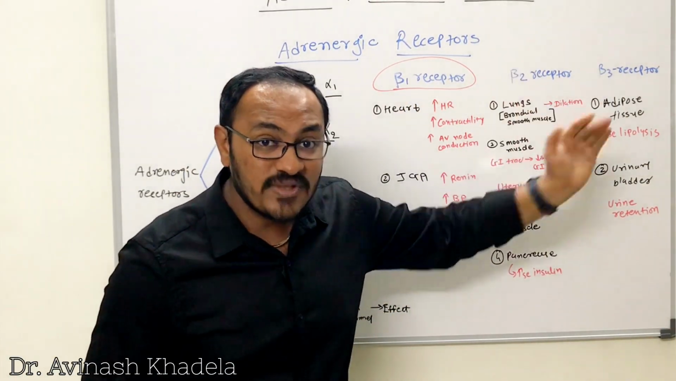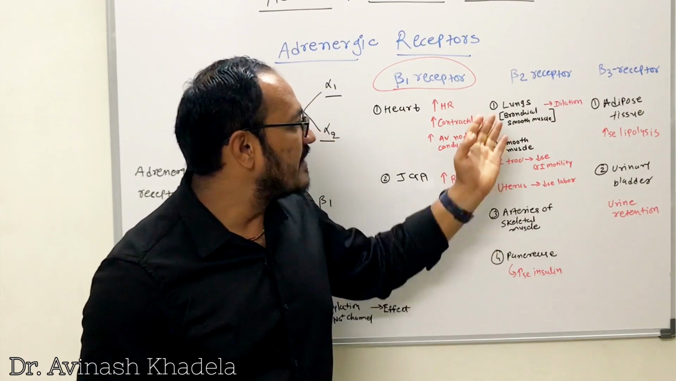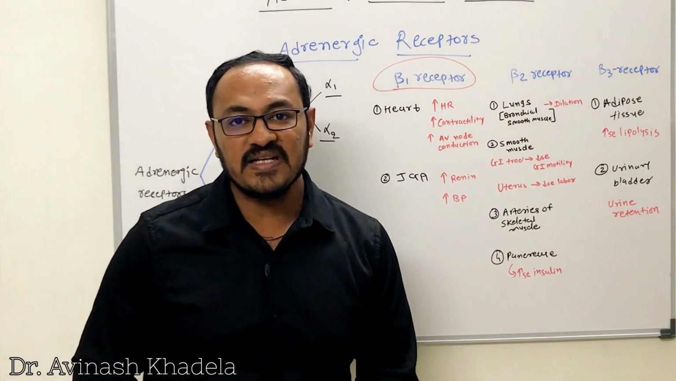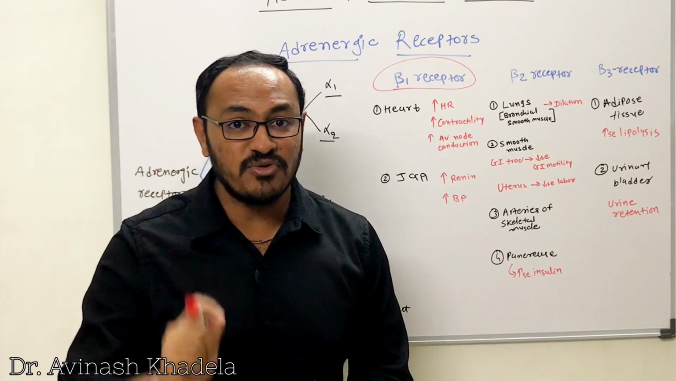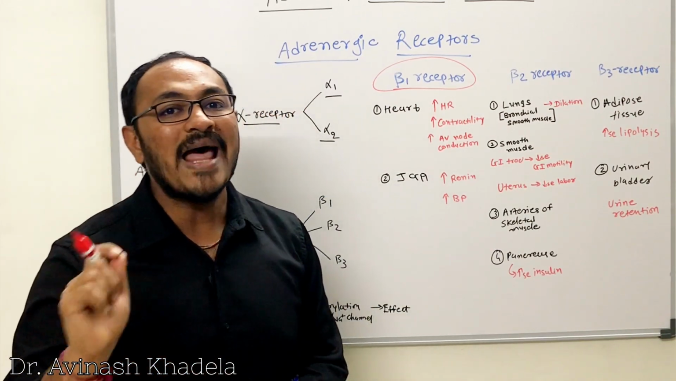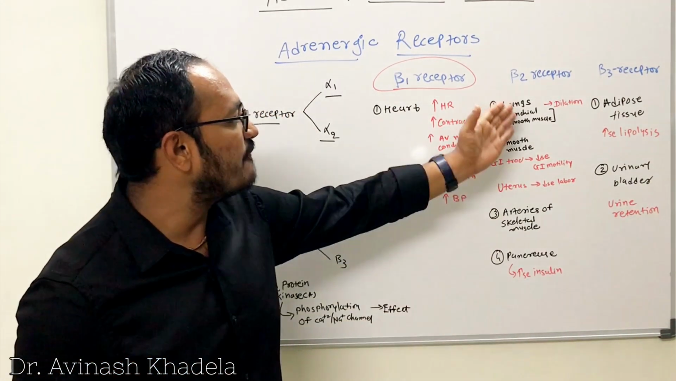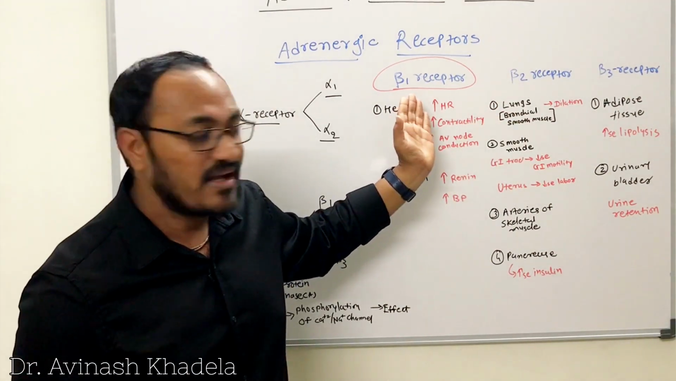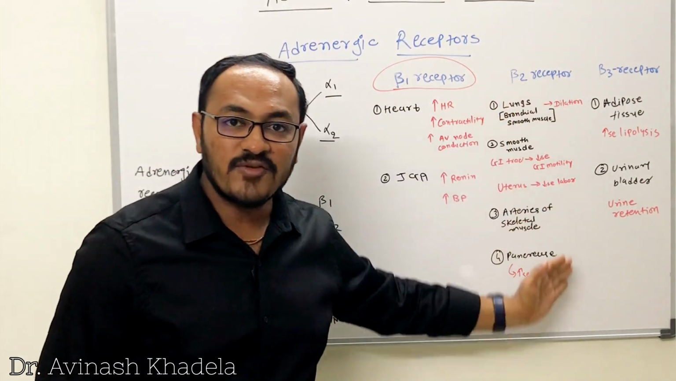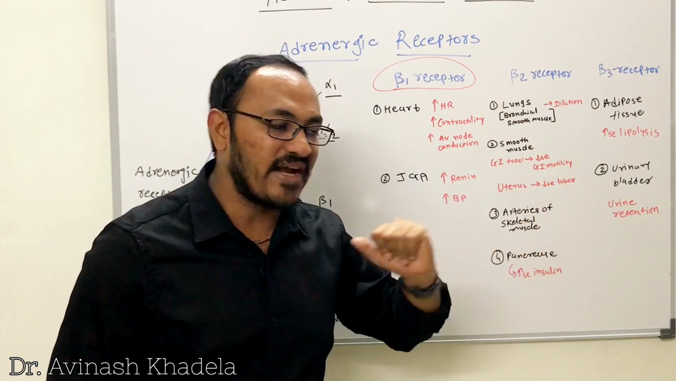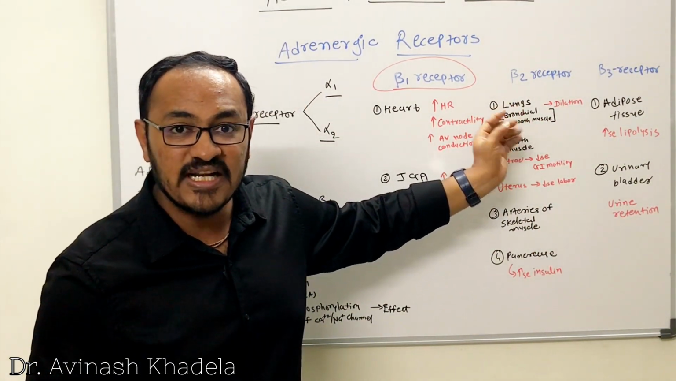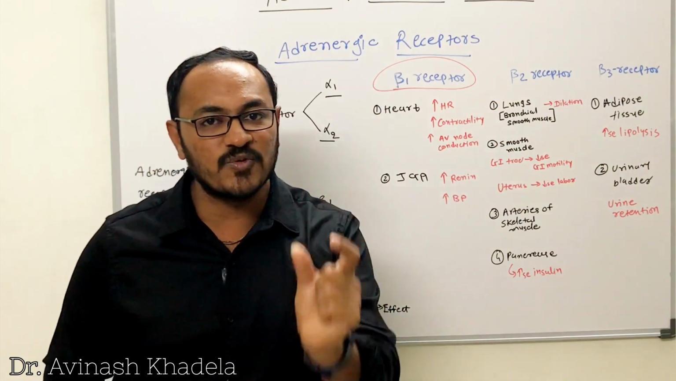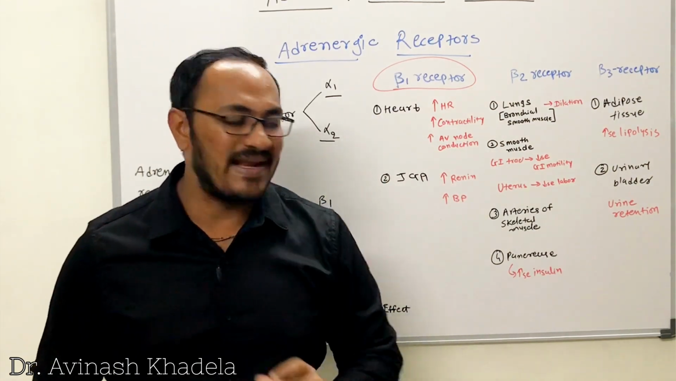Now this beta 2 receptor are basically present in the bronchial smooth muscle in the lungs, where when the beta 2 receptor is stimulated, it leads to bronchodilation. It is having a different action than beta 1 receptor. Beta 2 receptor is having vasodilatory as well as bronchodilatory action. So in the lungs, when beta 2 receptor is stimulated, it dilates the bronchial smooth muscle and it do bronchodilation.